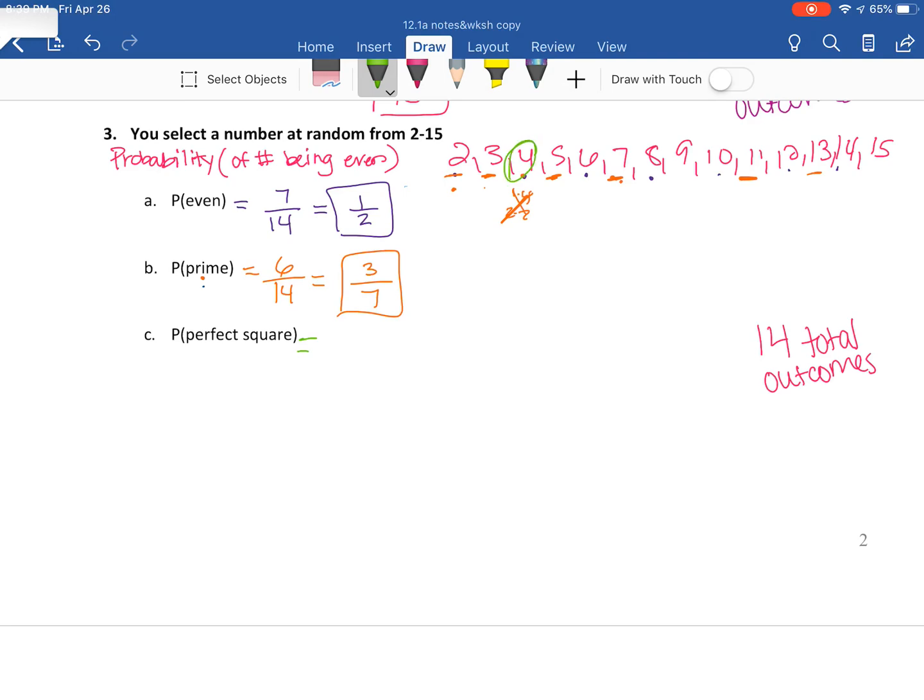Last but not least, the probability of picking a perfect square. Well, 2 times 2 is 4, 3 times 3 is 9. Those are our only perfect squares, so we have 2 favorable outcomes out of 14 total outcomes, so that would be the probability of 1/7.